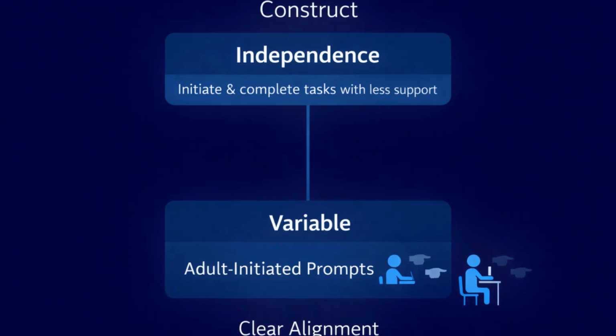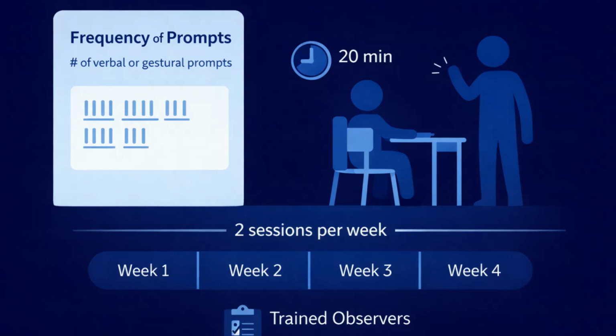Here is a fully written aligned example. Suppose the construct is independence for learners with autism and dyslexia, defined in the literature as the ability to initiate and complete academic tasks with decreasing reliance on external support. One variable representing this construct is frequency of adult-initiated prompts. In this study, frequency of prompts is operationally defined as the number of verbal or gestural prompts provided by an adult during a 20-minute academic task.